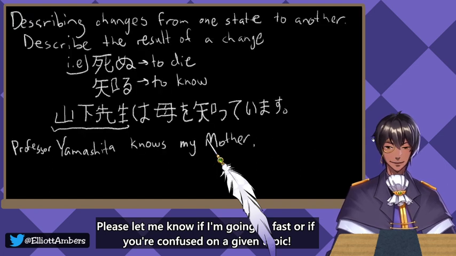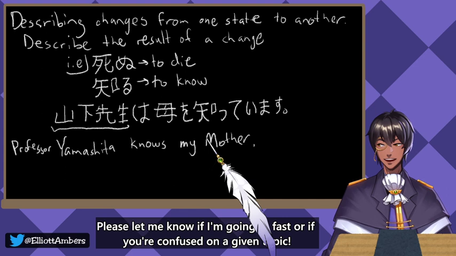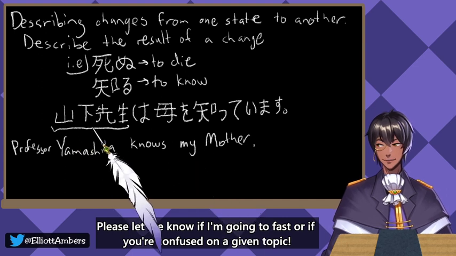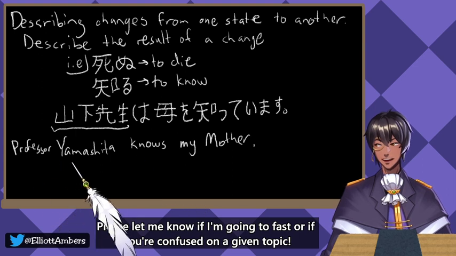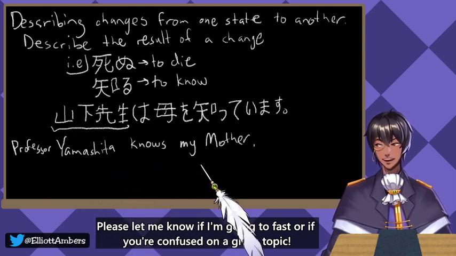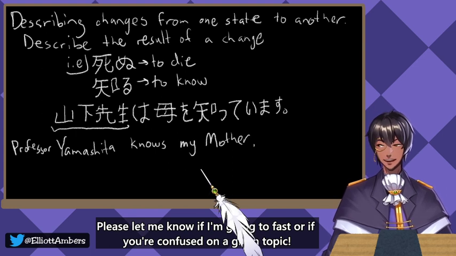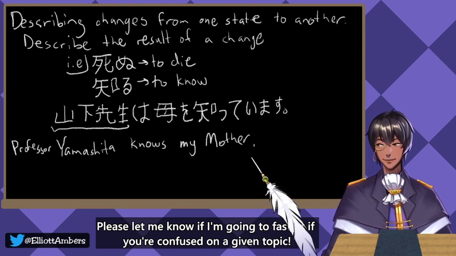And the other one here describes changes from one state to another, or the result of a change. You know, how the past affects the present. And the case we used here was, Yamashita sensei wa haha o shitte imasu. Professor Yamashita knows my mother. You know, because to know someone, it'd have to have been something that had happened in the past that would have resulted in him knowing first, before you could say that he knows your mother.